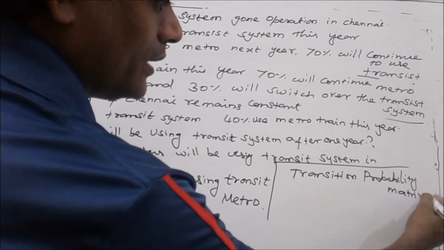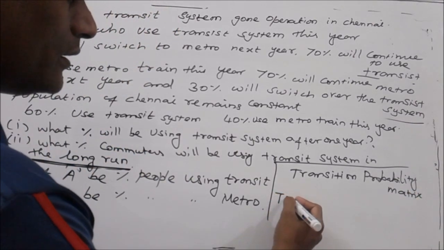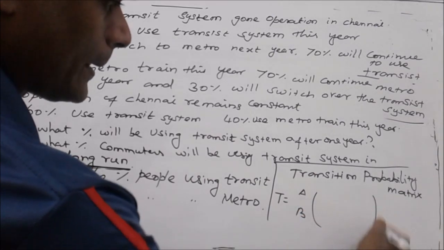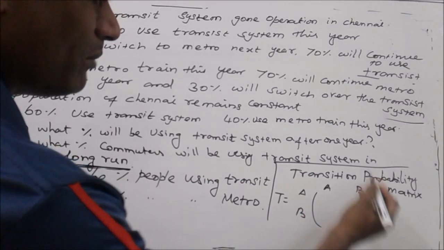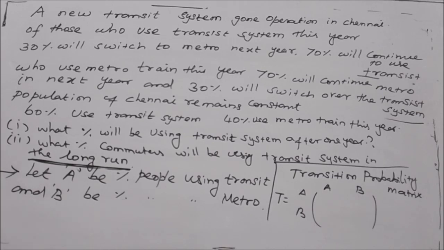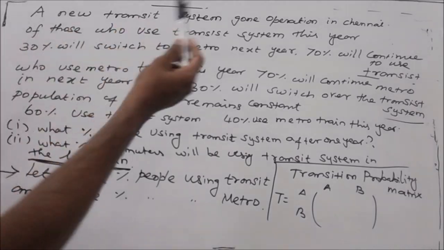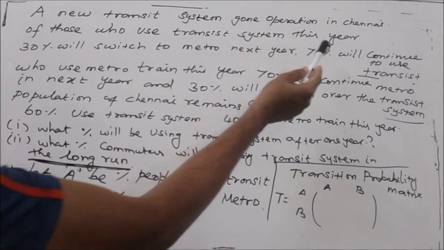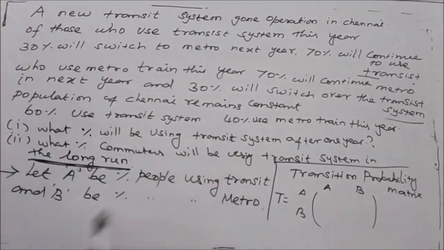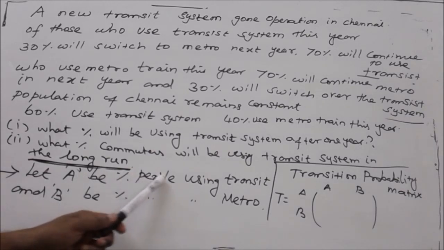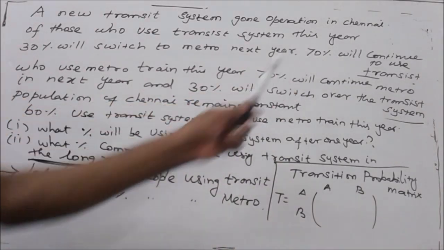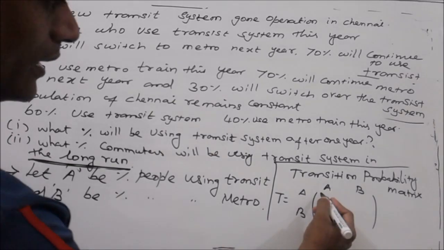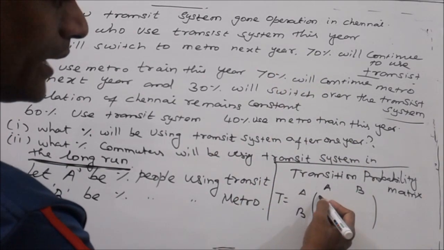Matrix. It is denoted by T here, which is equal to AB. By the data, what is given here? 30% will switch to metro, 70% continue to transit. So 70% using transit in the first data. So transit is given as A. Therefore here 70% means 0.70.